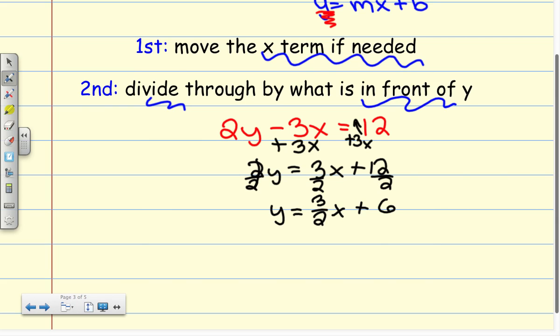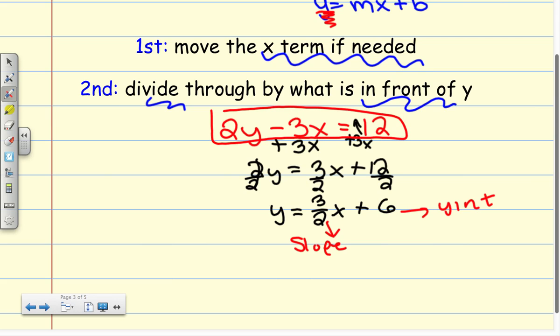Now I need you to be able to identify why I did both of these. This represents my 3 halves is my slope and my 6 is my y-int. You're going to be given an equation in this form, and I'm going to ask what is the slope and y-intercept of this equation. And your expectation is to get it like this.